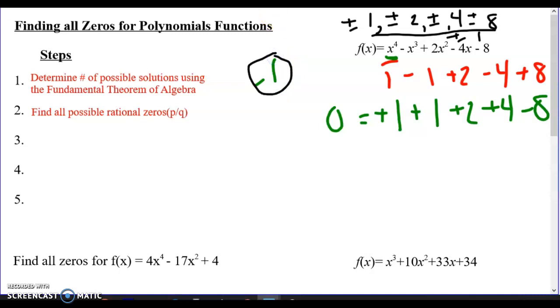So then, after I've determined how many zeros I'll have, I find all the possible rational zeros. Because I have 8 possibilities here, I know that negative 1 is going to be one of them because I quickly checked in my head. But because there are so many possibilities, I'm going to narrow down that list by using the graphing calculator. So would you pull out your graphing calculator and graph that and then come back to me?